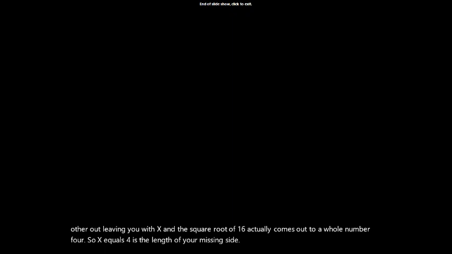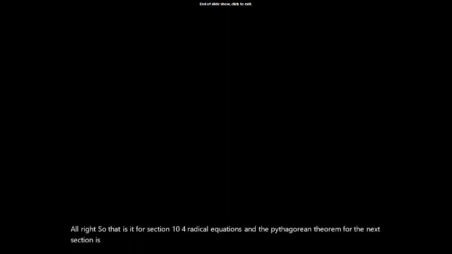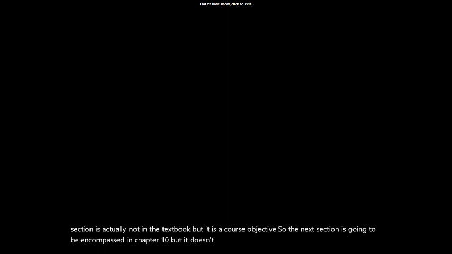All right, so that is it for section 10.4, radical equations and the Pythagorean theorem. The next section is actually not in the textbook, but it is a course objective. So the next section is going to be encompassed in chapter 10, but it doesn't actually correspond with a textbook section. The next section is going to be nth roots and rational exponents. So stay tuned for that last chapter 10 video.